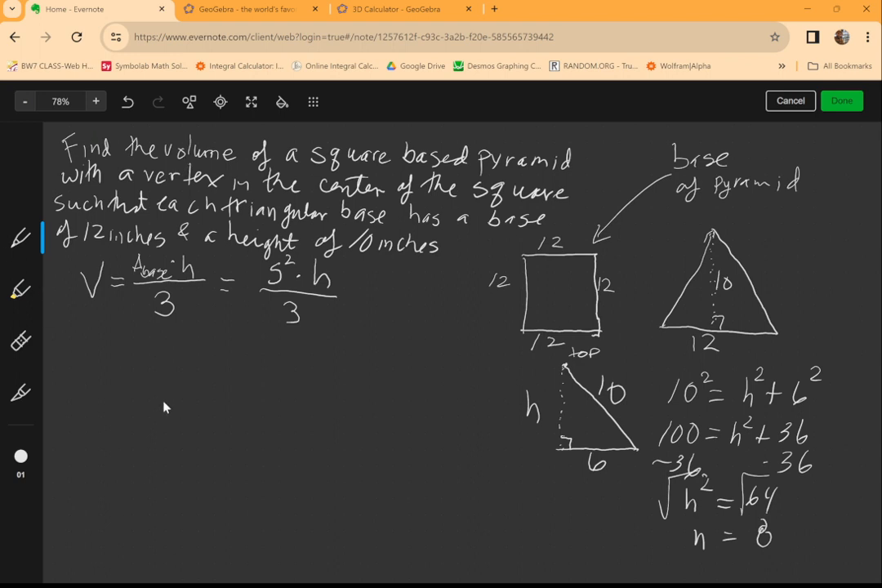Now I have all the information that I need. I have the area of the base, and now I have the height. So the volume will be 8, which is the height, times the side squared over 3. Plug this into my calculator. We get 8 times 12 squared over 3, and we get 384. And again, as always, when dealing with physical quantities, do not forget the units: inches cubed.